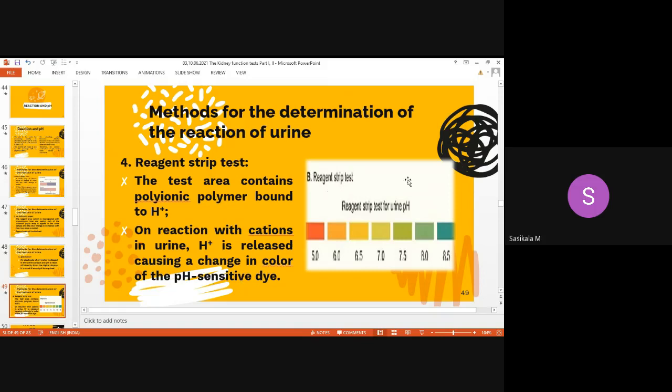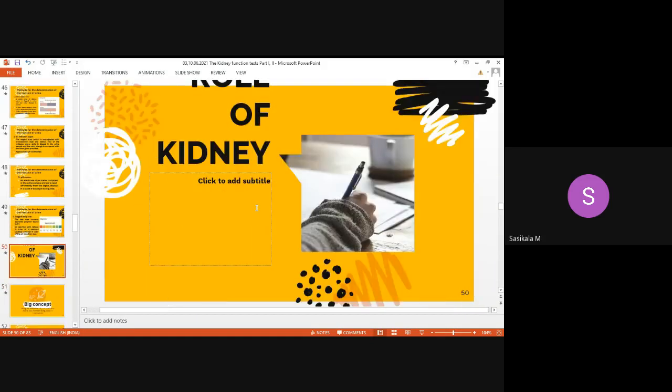So how the reagent strip functions: the test area contains a polyionic polymer that is bound to protons. On reaction with cations present in urine, like sodium and potassium cations, this H+ is released and it causes the change in color. If more H+ is released, then it is acidic urine. If less H+ is released, then it indicates alkaline urine. So that's how the reagent strip method helps to find out the pH change of the urine sample.